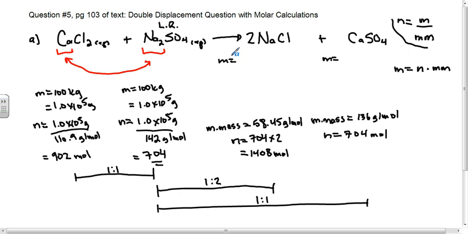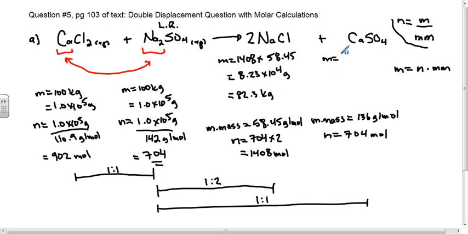So we take 1408, multiply it by 58.45, and we get 82,300 grams. Of course, we want to convert that to scientific notation. So that's 8.23 times 10 to the 4 grams. And then let's put it back into kilograms because that's what our starting mass was in. So 82,300 grams would be 82.3 kilograms.